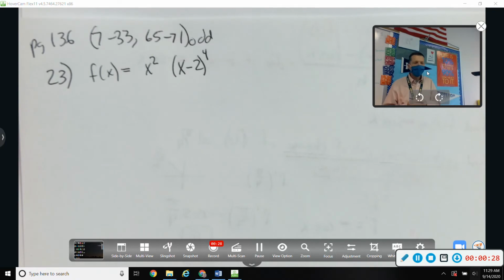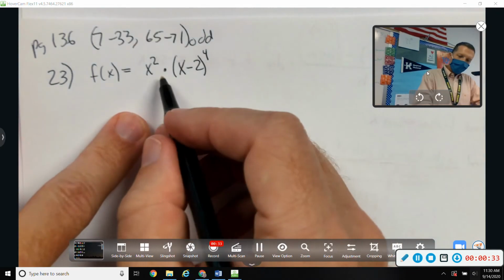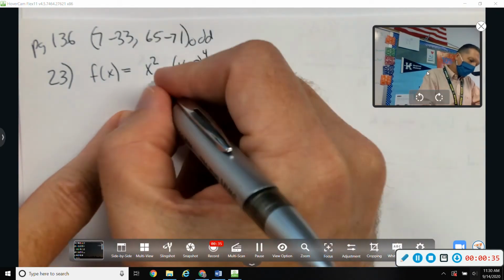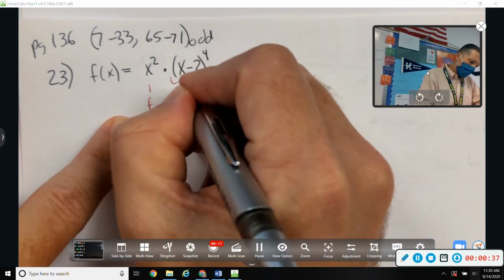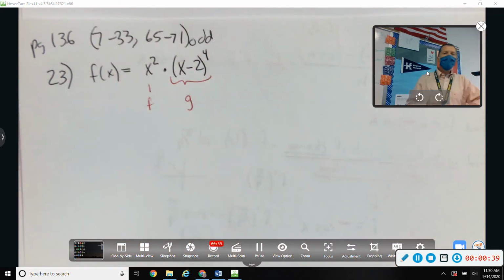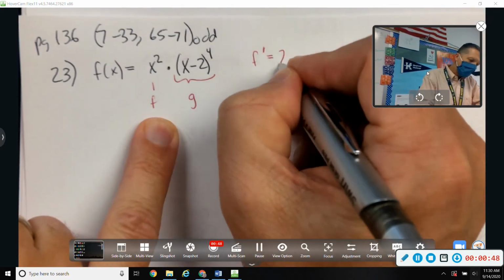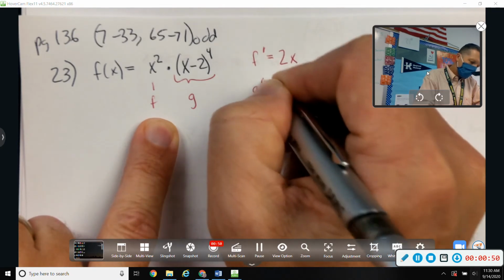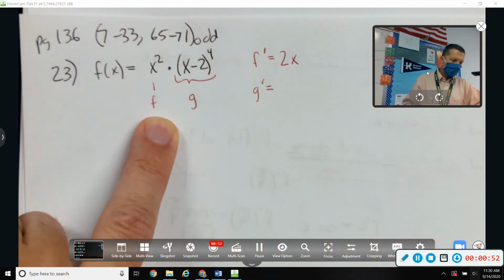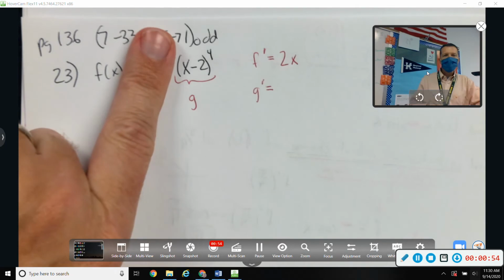And product rule, because this is x squared times this thing. So product rule is maybe what I'm thinking first, because I've got f and g, and then chain rule in order to handle g. So f prime, that should be an easy one. That's 2x. g prime. So I'm not worried about the x squared. I'm just looking at g.